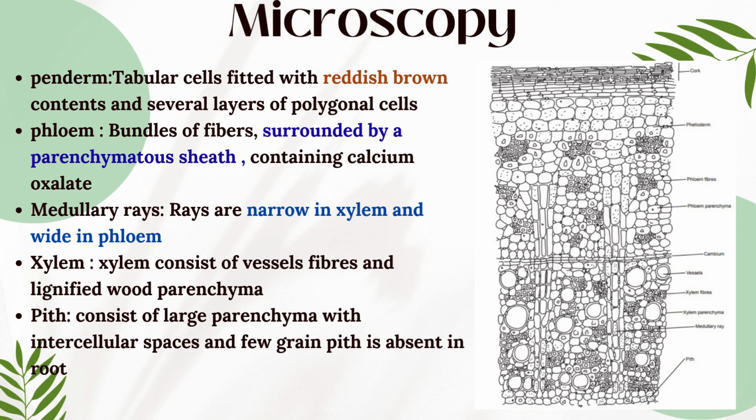In liquorice, they are narrow in the xylem and wider in the phloem. The xylem is the water conducting tissue. It's composed of vessels, fibers, and lignified wood parenchyma. Finally, the pith is the central region. It's made up of large parenchymatous cells with intercellular spaces.